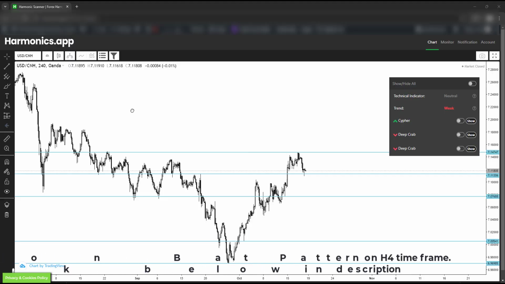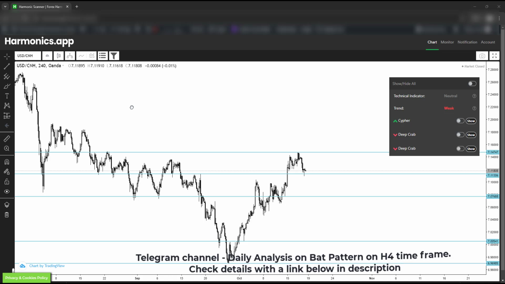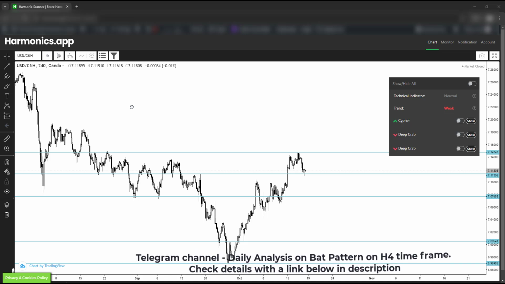Welcome to the new weekly analysis with Harmonic Step Scanner. This week the price has formed several patterns on the chart and also on several symbols.